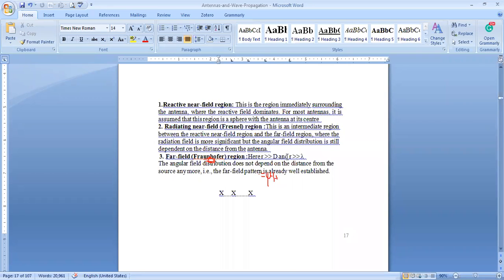Here, the radial distance from the antenna is very high, much greater than d. So what we learned from this concept is the different field regions existing around the antenna. First, the reactive near field, or very near field. Reactive is nothing but very near; an example is the induction stove. Then the radiating near field, or Fresnel region. Remember that Fresnel region.